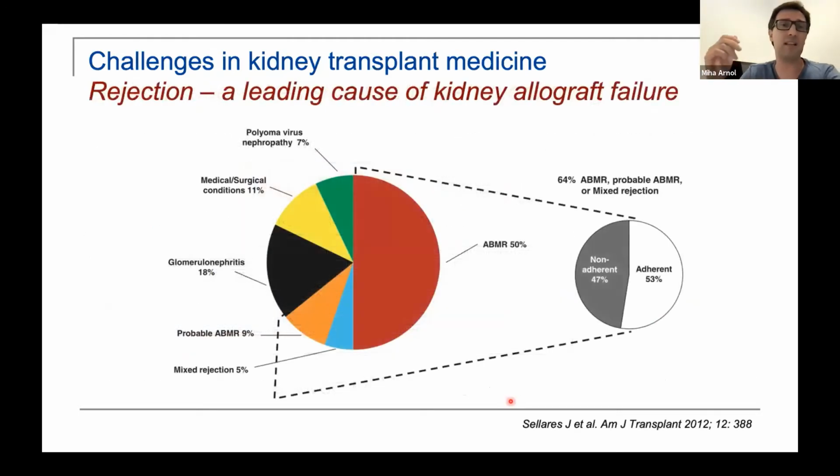We know that nowadays rejection is still a leading cause of kidney allograft failure. Specifically, the most common type of rejection and phenotype of rejection is antibody-mediated rejection, usually associated with under-immunosuppression, most commonly related to patient non-adherence, or sometimes physician-related due to immunosuppression adverse effects.